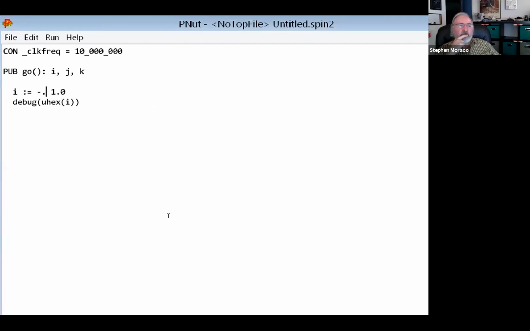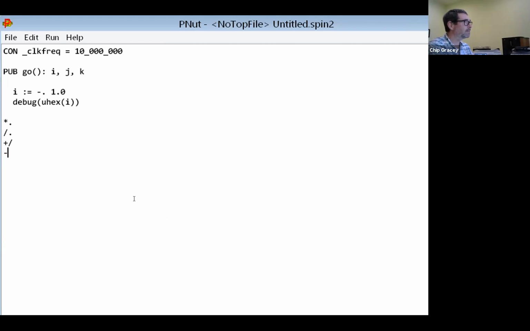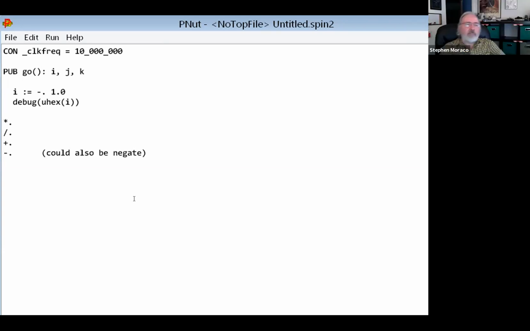That's not too bad, but if they do this, it looks really confusing to someone who shows up. It's like, what is that? Some kind of multi-dimensional number? But this looks a little more sane, right? How many operators are there? Right now I just have these: multiply, divide, plus, minus, and then this could also be negate.